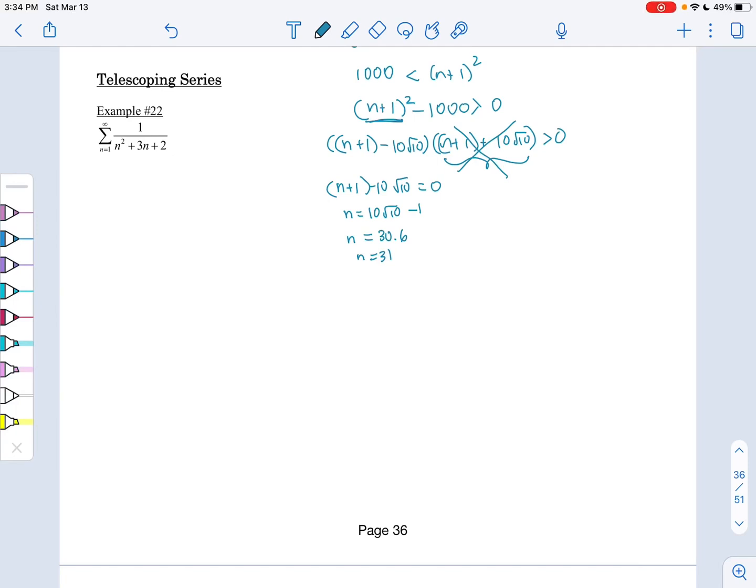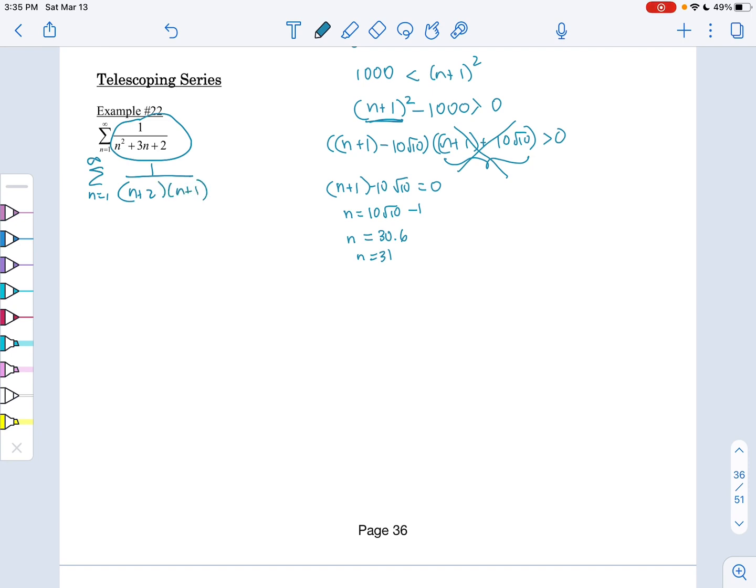For the telescoping series, we're going to take a look at what it means to be a telescoping series first. So this is a special type of series and the last one that we're going to explore. When we initially take a look at this, it should look vaguely familiar to you as something that is factorable on the bottom. So if I were to rewrite this expression, I would have 1 over n plus 2 times n plus 1.